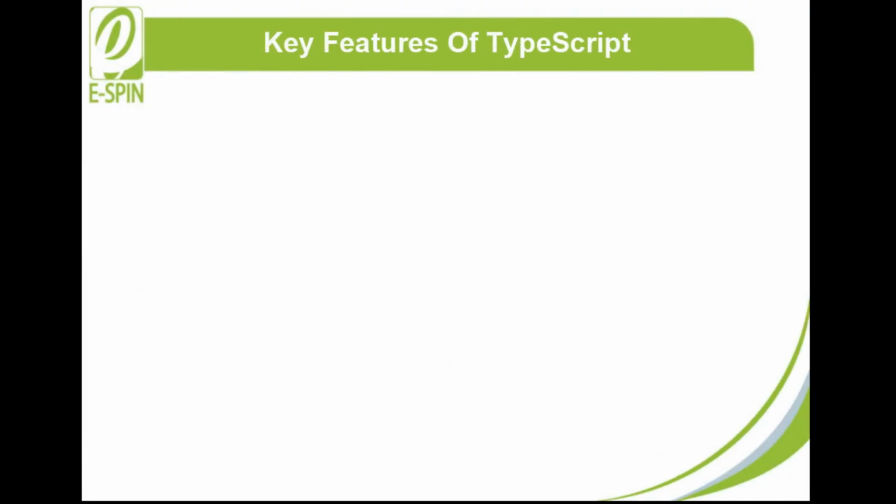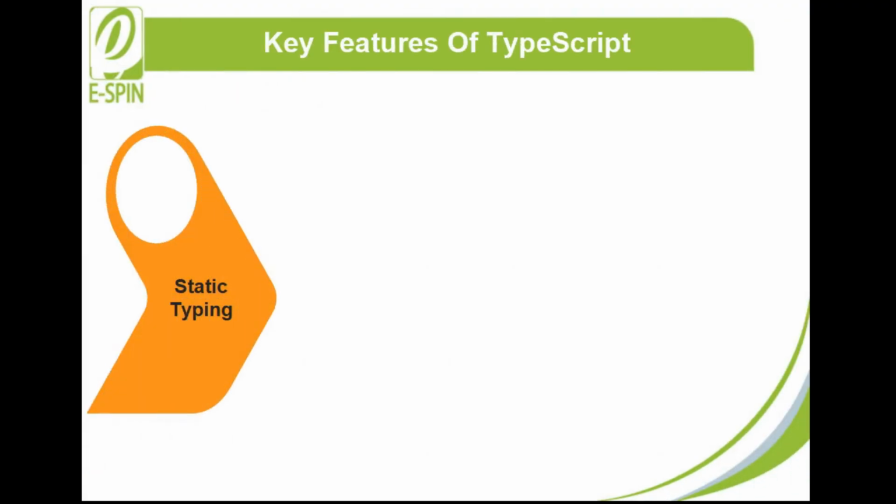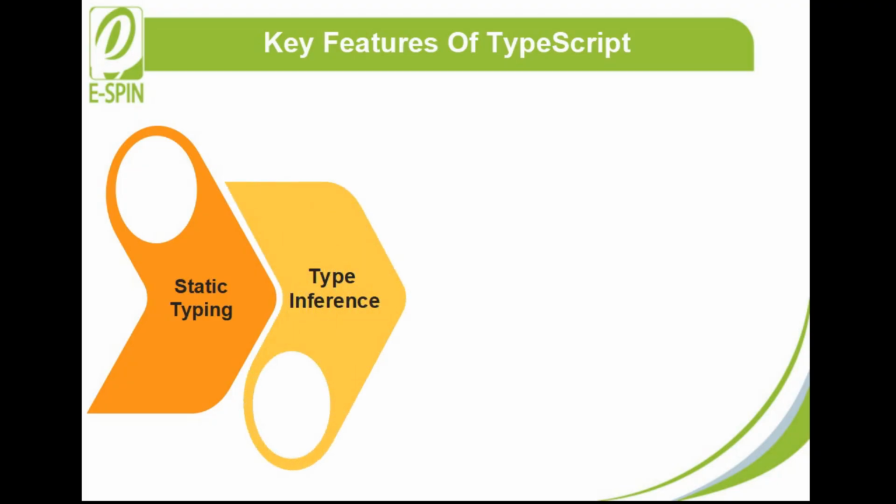Key features of TypeScript. 1. Static typing, allows developers to define data types for variables, function parameters, and return values. 2. Type inference, automatically infers the types of variables based on their initial values. This feature strikes a balance between the flexibility of JavaScript and the safety of static typing.